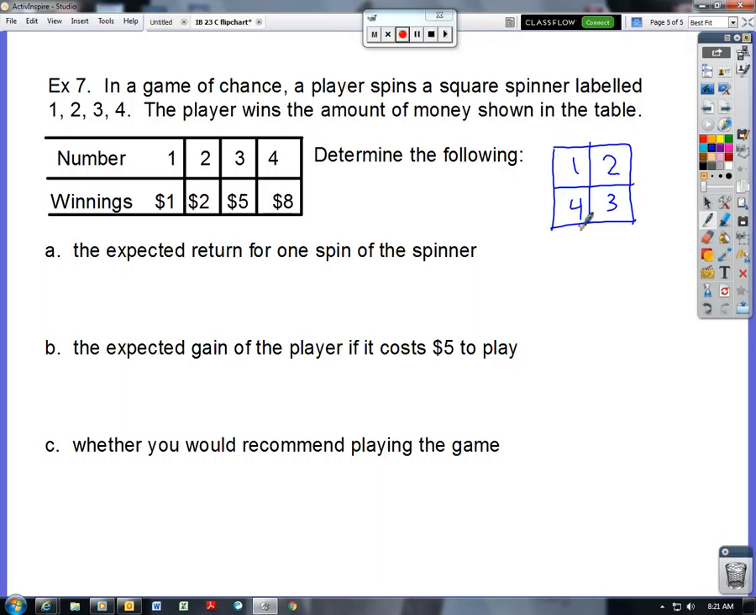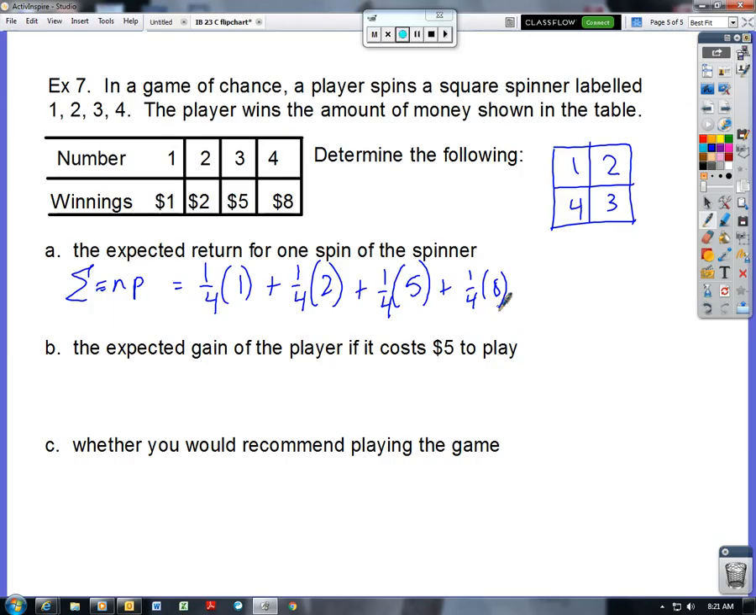So on this one, we know it's going to be the sum of the NPs. And the P is the probability that you land on a 1, for instance. Because we're going to assume it's an equal spinner here, you have a quarter chance of getting any of these. So you're going to have a quarter chance of getting $1, plus a quarter chance of getting $2, plus a quarter chance of $5, and a quarter chance of $8. And of course you can factor that 1/4 out, which would be an ideal way to figure that out. So it'd be 1/4 times, and then you'd have 1 plus 2 is 3, 3 plus 5 is 8, 8 plus 8 is 16, a quarter of 16 is 4. So you would expect $4 on average if you play that game.